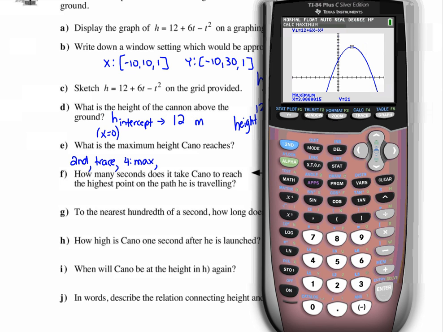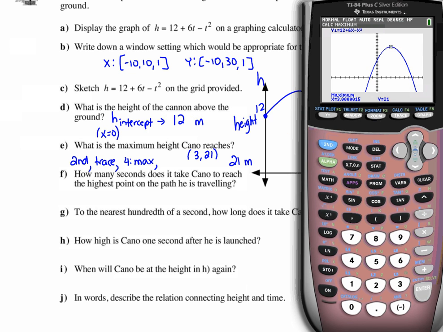And what is it? 21 meters. At what time? After how long? 3 seconds. Yeah, it's kind of rounding it. So it's 3 and 21. So the maximum height would be 21 meters. And the next question says, how many seconds does it take the canoe to reach the highest point? It would be 3 seconds.